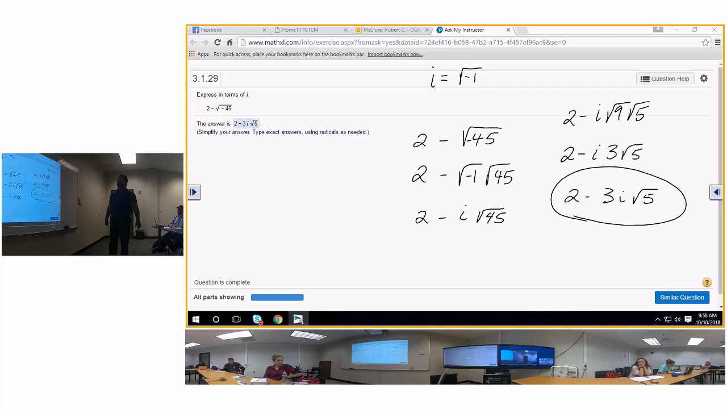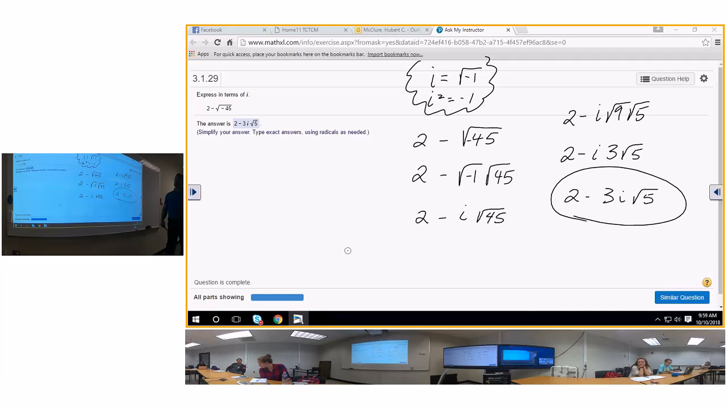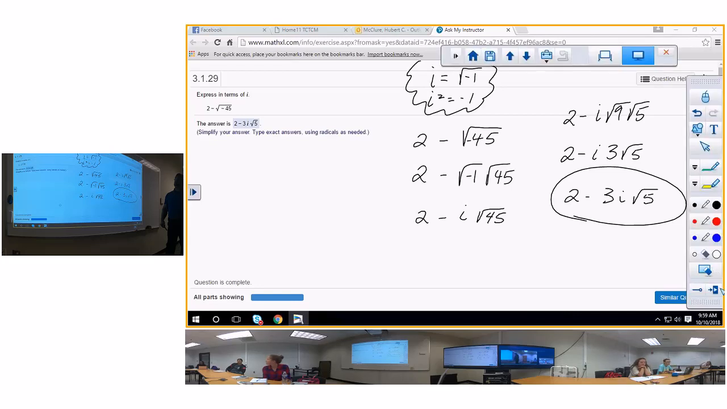All right, so that's a question on that one. And it all goes back to the two things that I told you. i squared is equal to negative 1. Those two things right there. If you learn those two things, then you should be able to knock out any of the i questions. Let me give you one that you'll see on the test. There's two that you're going to see on the test.